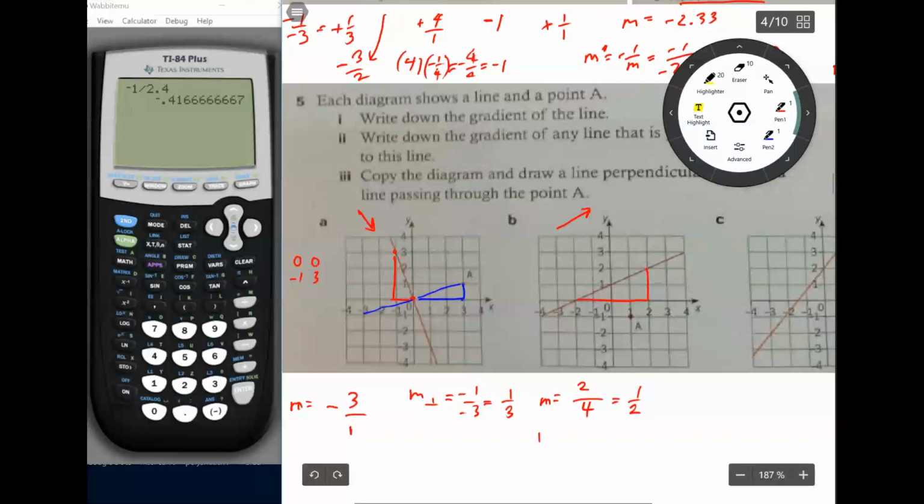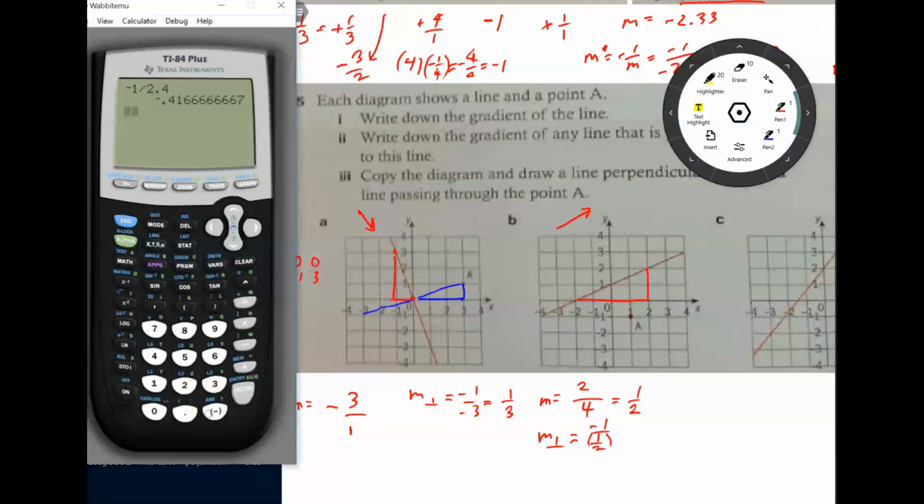Then I'm going to find the perpendicular. The perpendicular would be -1 over 1/2. And we can use a calculator to do that if we want to. So it would be -1 divided by, and let's do this instead. I'm going to show you how this gets confusing, right? Even for the kids in Math SL, they often ask me this question. If I have a fraction over fraction, what do I do?